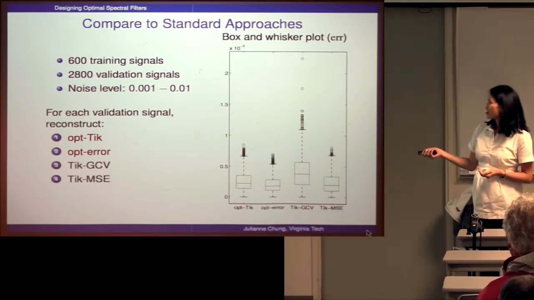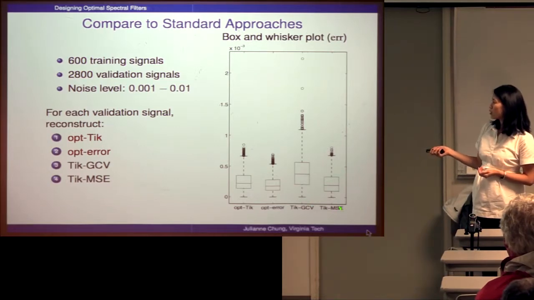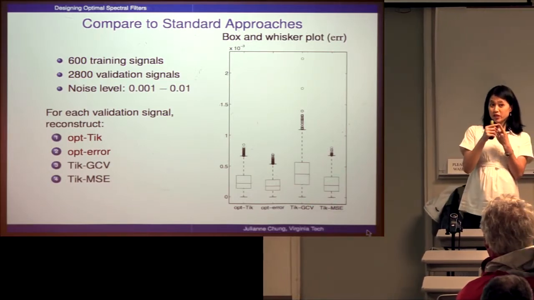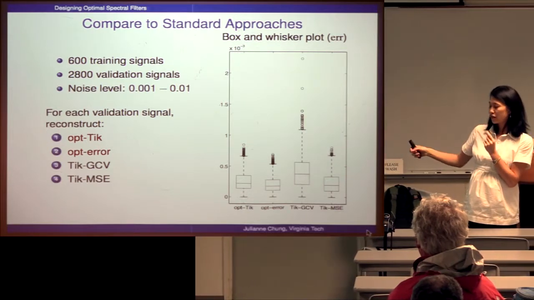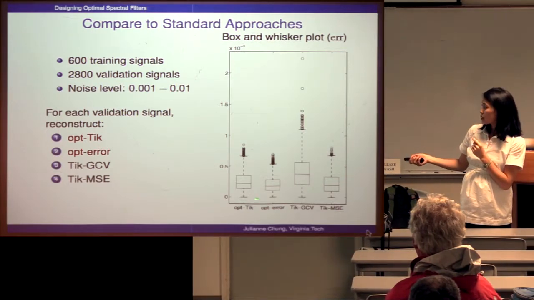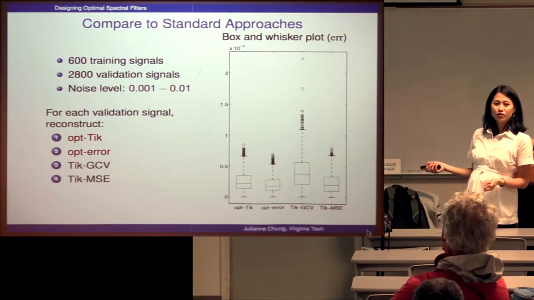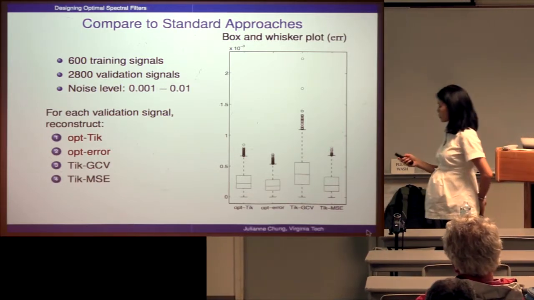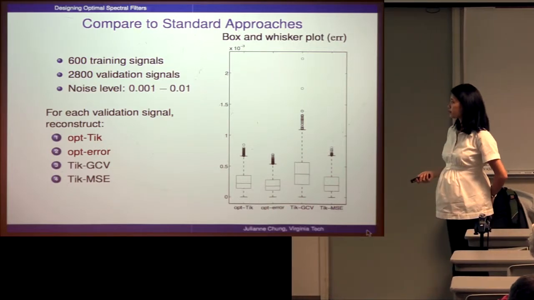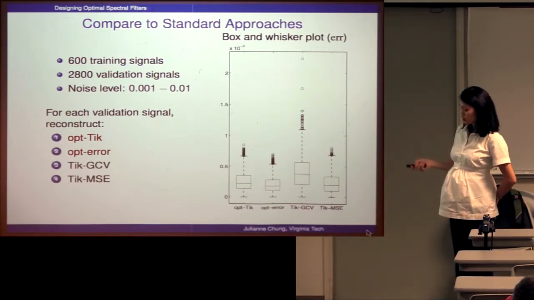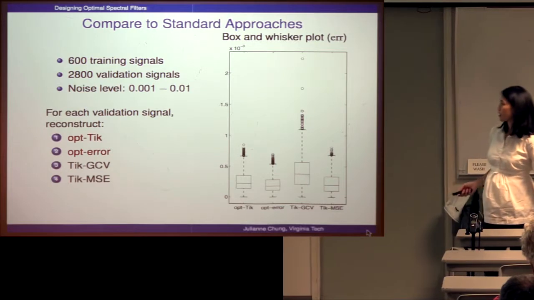Because in all of the Tikhonov cases, you actually only have one unknown, that one regularization parameter, right? That defines all of the filter factors. In the opt error case, you actually have n regularization parameters that you're having to solve for, right? So you just have to be careful, make sure you have enough training signals to be able to learn a good set of filter factors.